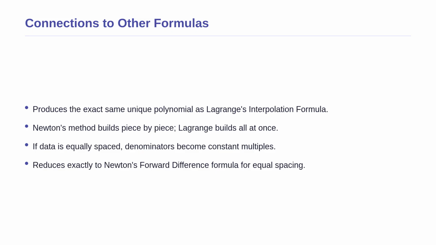Now that we have used this formula, let us understand how it connects to the broader world of mathematics. You might wonder how this compares to Lagrange's interpolation formula. Because there is only one unique polynomial of the lowest degree that passes through a given set of points, Newton's and Lagrange's methods produce the exact same final equation. Newton just builds it piece by piece, making it easier to update. Furthermore, if your data actually happens to be perfectly equally spaced, all the denominators in our table become constant multiples. The formula naturally simplifies, reducing exactly to the standard Newton's forward difference formula.